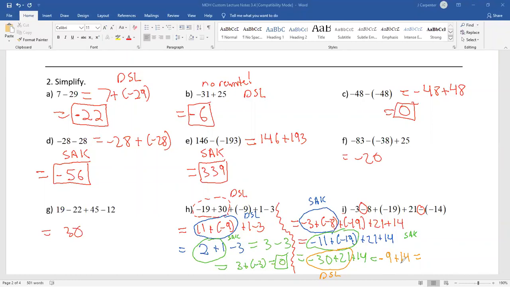Negative 9 plus 14, those are different signs, so DSL. Subtract the larger and the smaller. 14 is larger, 14 minus 9 is 5. And then we keep the sign of the larger number. 14 is larger again, it's positive. So the answer is positive 5.